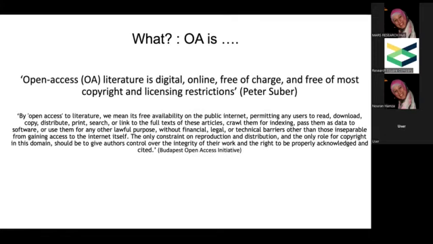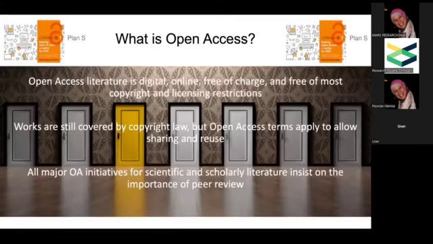Perhaps you disagree. That would be very interesting to hear about if you'd like to put comments to that effect in the chat box. But generally speaking, most researchers around the world are in favor of open research. They're in favor of open access. And so open access literature is digital, online, free of charge, and free of most copyright and licensing restrictions.